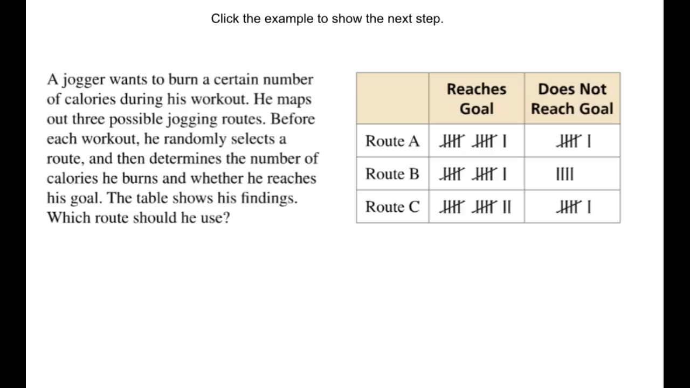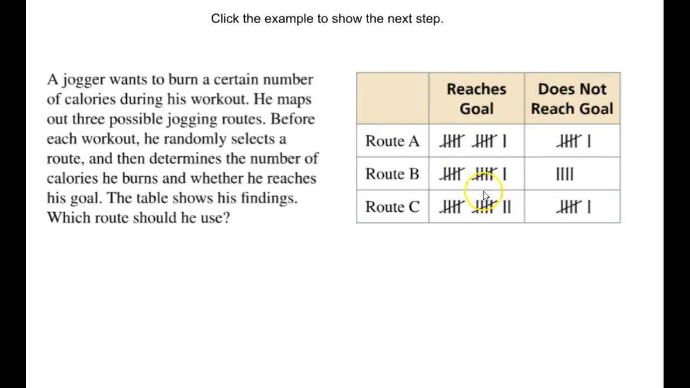So here's our last example. A jogger wants to burn a certain number of calories during his workout. He maps out 3 possible jogging routes. Before each workout, he randomly selects a route, then determines the number of calories he burns and whether he reaches his goal. The table shows his findings. Which route should he use?